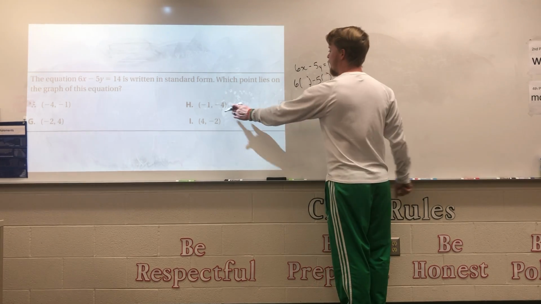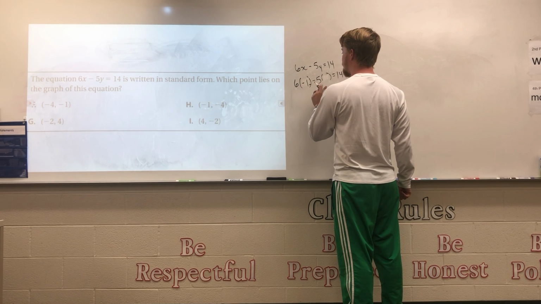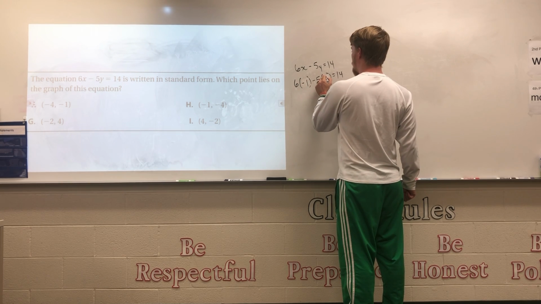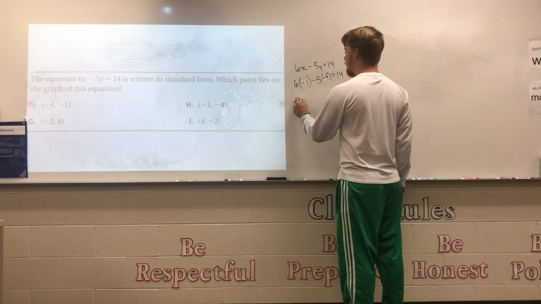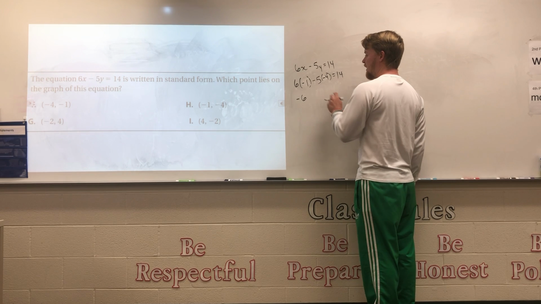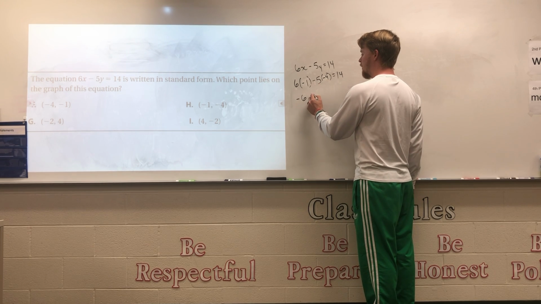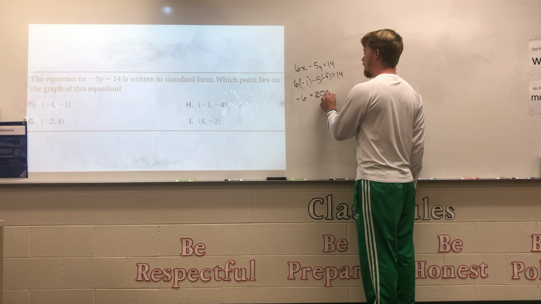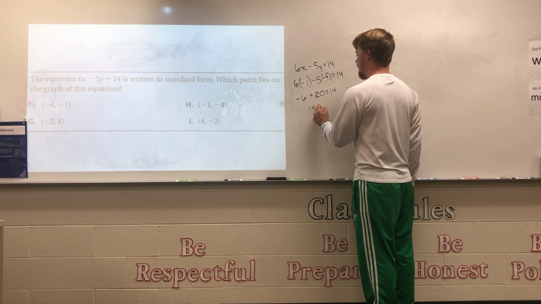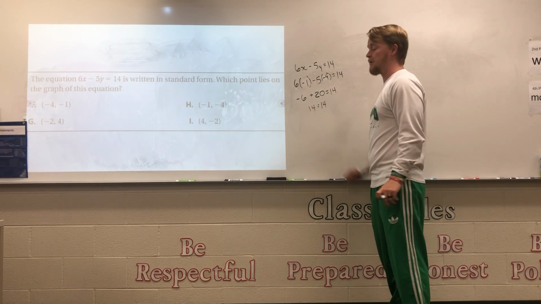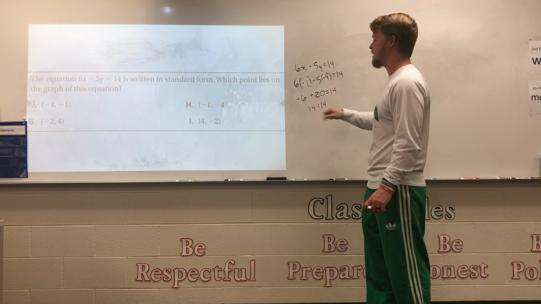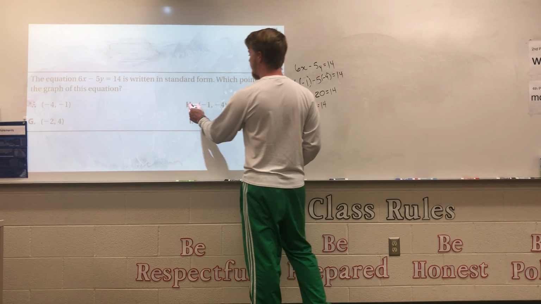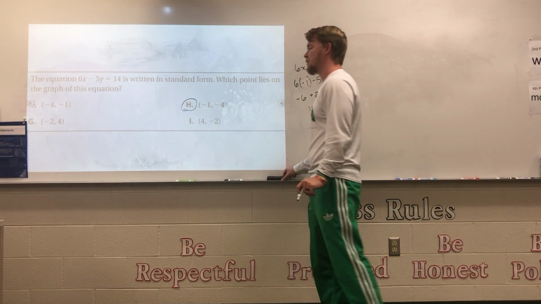Alright, next we have H, where the x is -1, the y is -4. 6 times -1 is -6. -5 times -4 is +20. -6 plus 20 is 14. And finally we have one that does match the other side. So since after I plug those in and simplify, both sides match, H would be my answer. Okay, so that is your answer to this one.